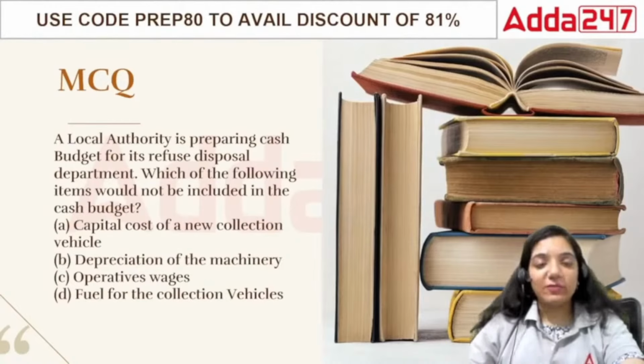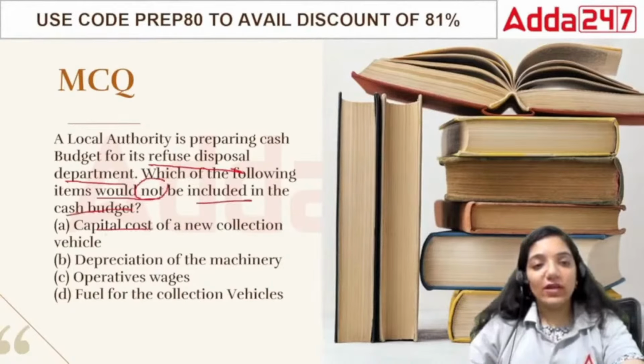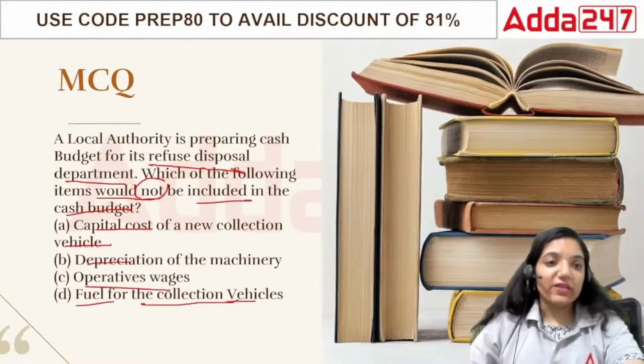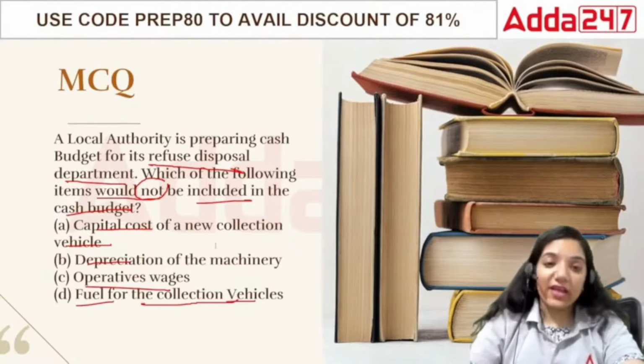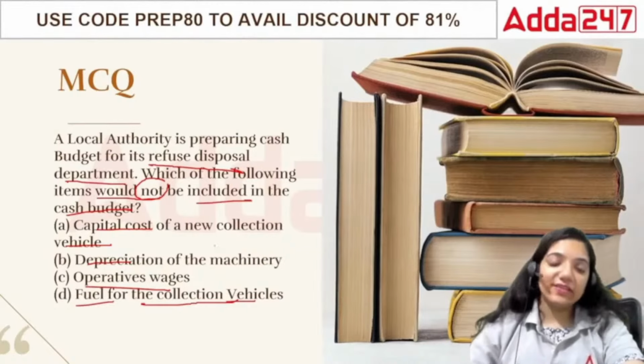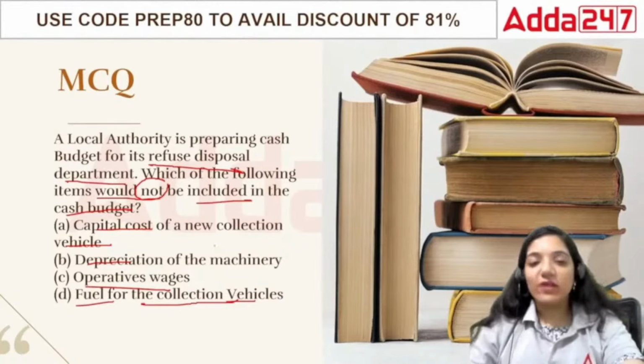A local authority is preparing a budget for its refuse disposal department. Which of the following items would not be included in the cash budget? Capital cost of new collection vehicle, depreciation of the machinery, operatives' wages, or fuel for the collection vehicles. So we are looking at the budget for the refuse disposal department. What is something that you will not include in the cash budget? Cash budget is basically something that relates to the day-to-day cash inflow and outflow in these cases. So first is capital cost of new vehicle, depreciation, operative wages, or fuel.